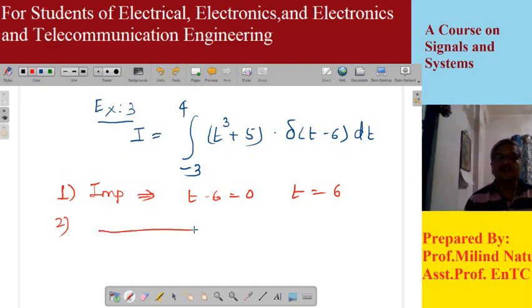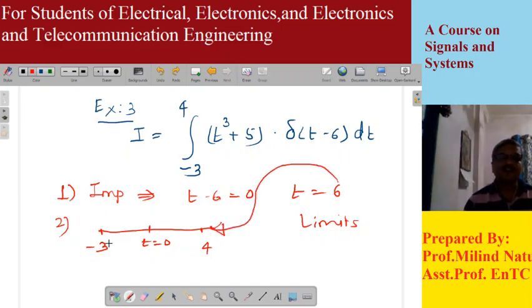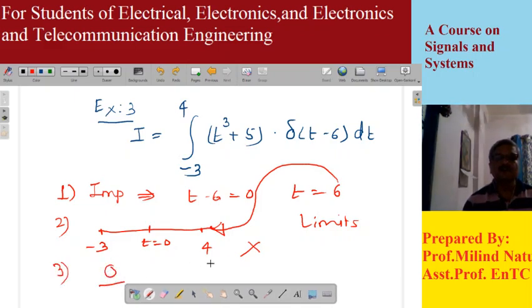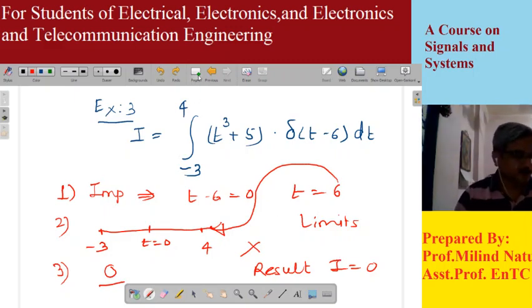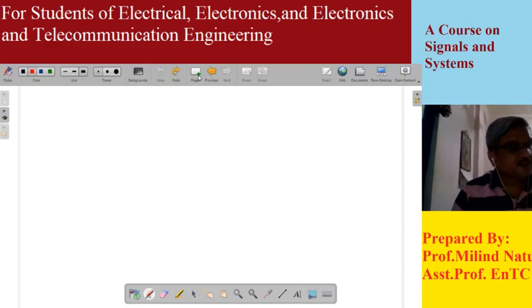Second, I have to check the limits. It is observed that from t is equal to 0, on the left side it is minus 3 and on the right side it is 4, and my point t is equal to 6 does not lie between these limits. Therefore the result of integration is 0, because there is no common term to take a product. In such a way we can solve the problems.